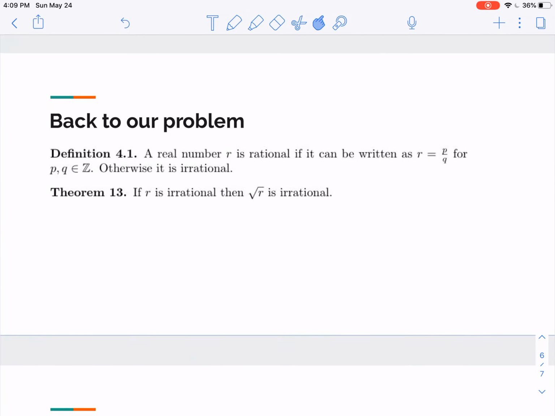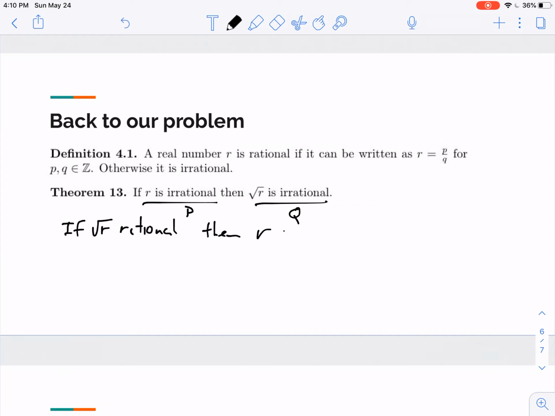So let's go back to our problem and see if we can apply the contrapositive. This here is P, and this here is Q. So instead of proving our theorem, what we're going to prove is: if square root of R is rational, because we negate Q, then R is rational. And this will be a much more palatable proof.